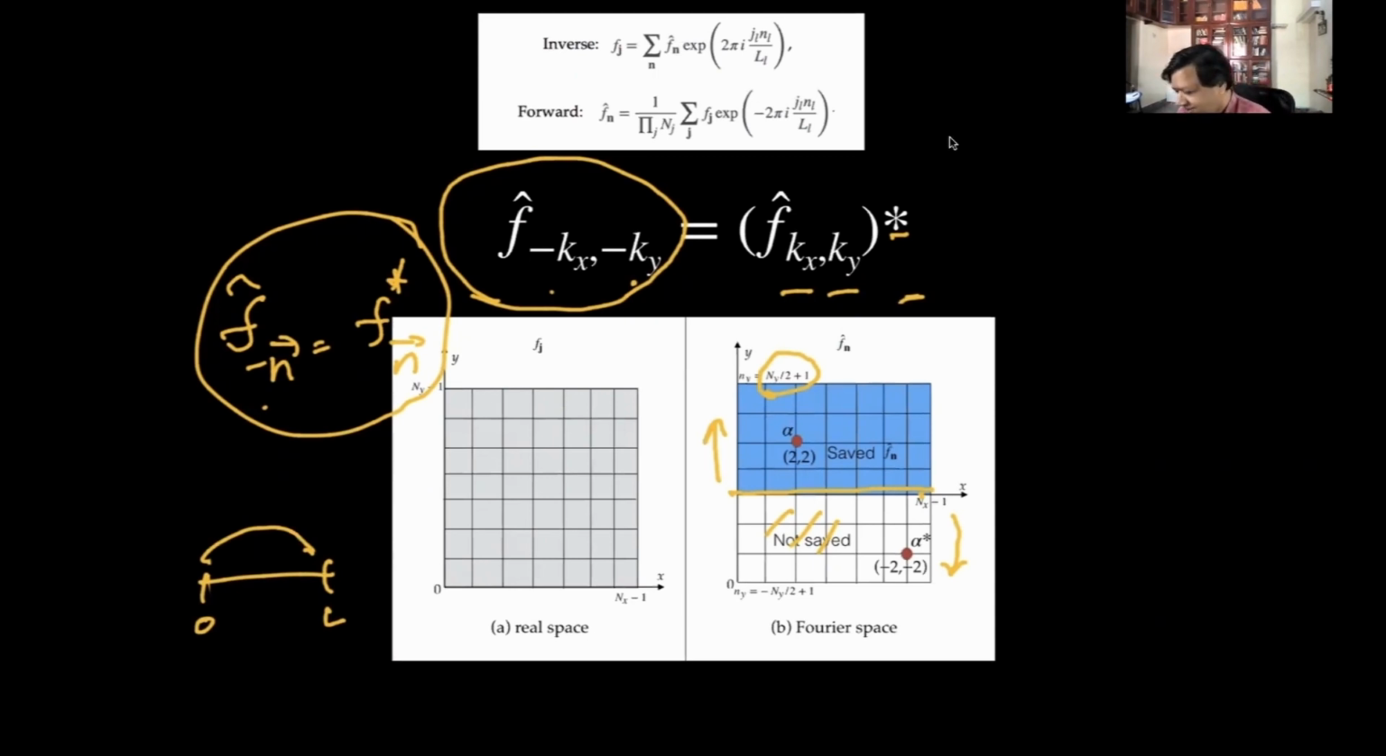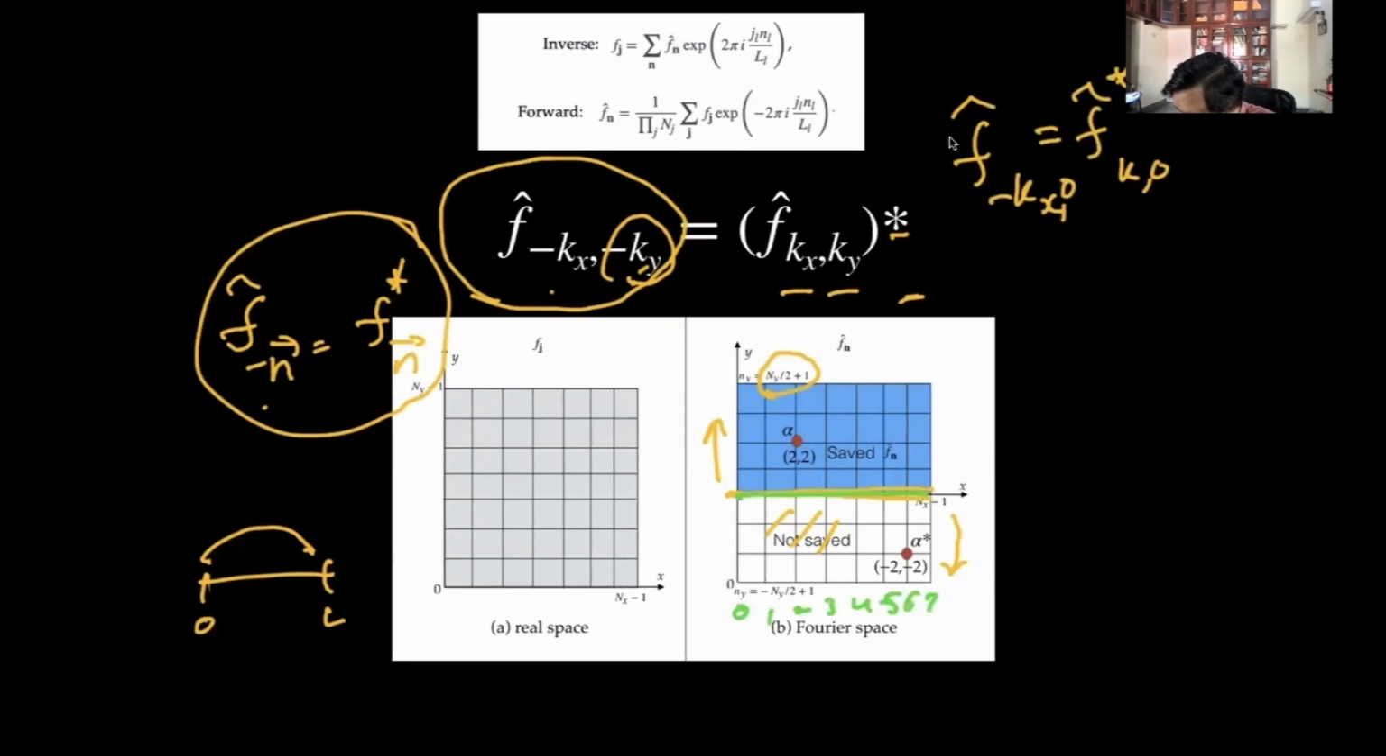There's one catch. What about when ky is 0? When ky is 0, then I get f hat of minus kx, 0 equal to f hat of kx, 0 star. So ky is 0 on this line. Now, here I have all the values. But please remember, from 0, 1, 2, 3, 4, 5, 6, 7, till here it is positive kx.